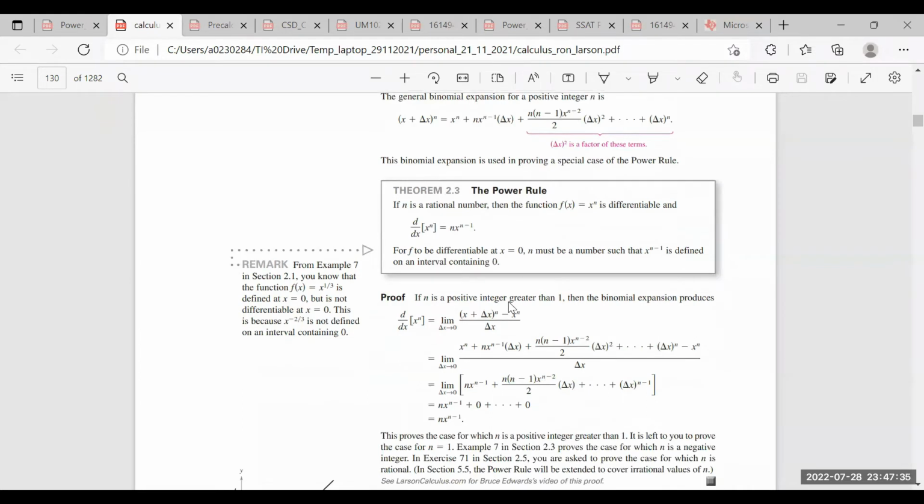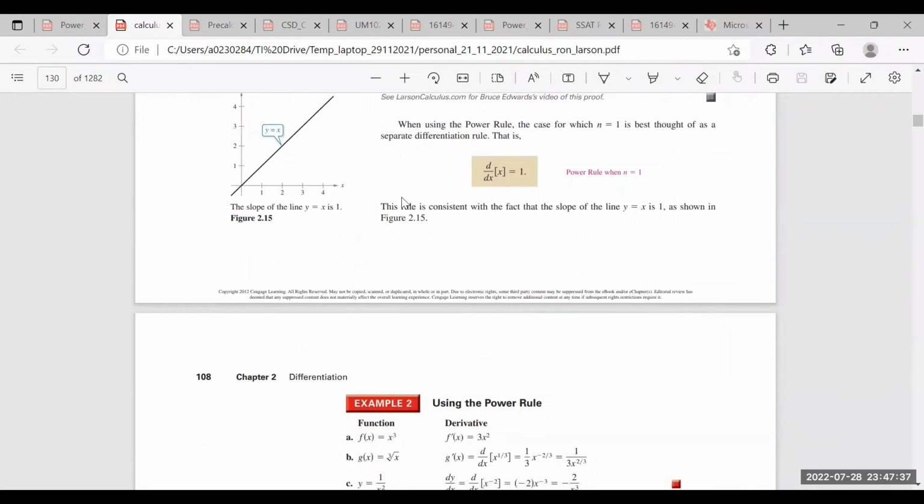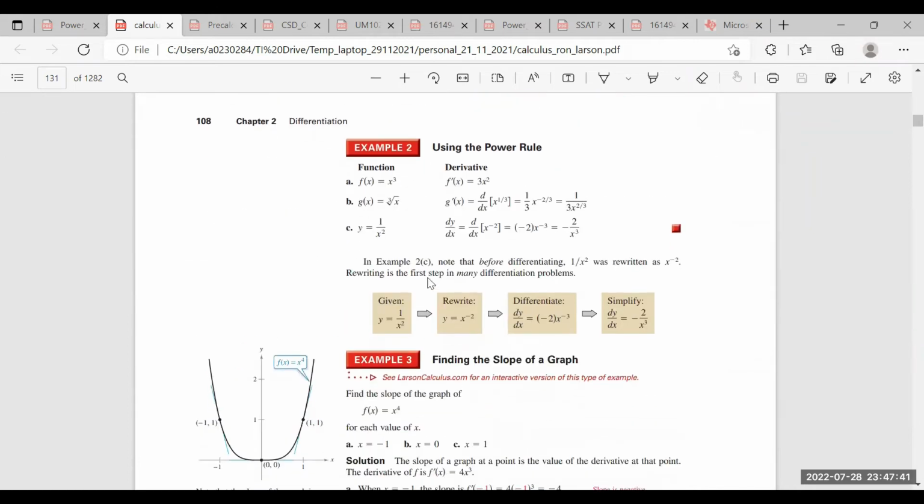Clear? And d by dx of x, therefore, would be 1. There are some examples here. So x cubed's derivative will be 3x squared. Cube root of x, I can rewrite this as x power 1 over 3, right? So your derivative will become 1/3 x power negative 2 over 3, which is as good as writing 1/3 times 1 over x power 2 over 3.